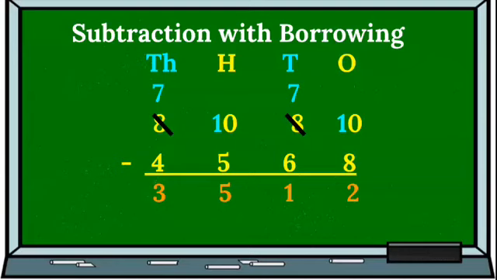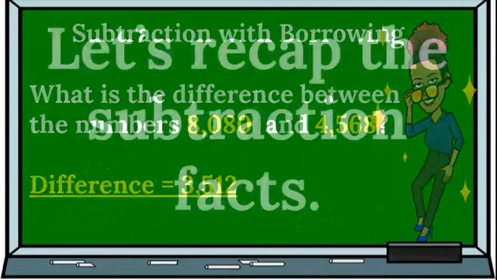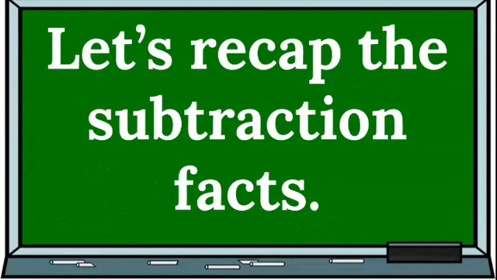So we have completed our problem. So the difference between the numbers 8,080 and 4,568 is 3,512. Now let's recap the subtraction facts.